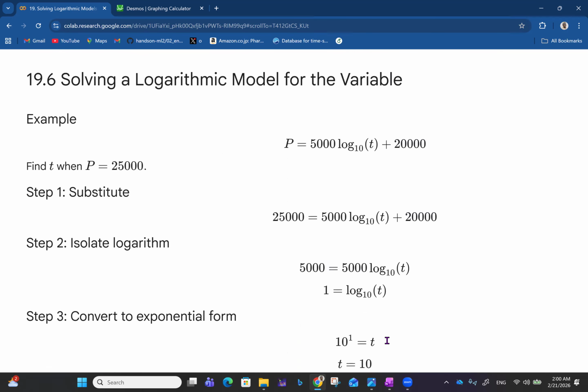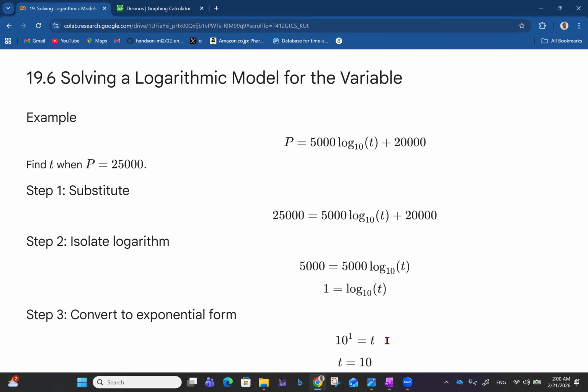Okay. Now, solving a logarithmic model for the variable. Imagine you have P equals 5,000 log T to base 10 plus 20,000, and you want to find T when P is 25,000. So all you need to do is put P as 25,000 equals 5,000 log T to base 10 plus 20,000. You can subtract 20,000 from both sides. So you have 25,000 minus 20,000, that's 5,000, equals 5,000 log T to base 10. The 20,000 has disappeared because you subtracted it.